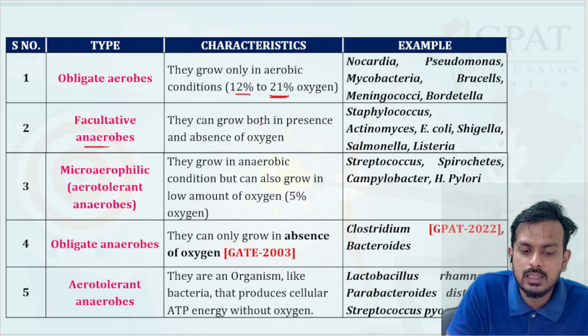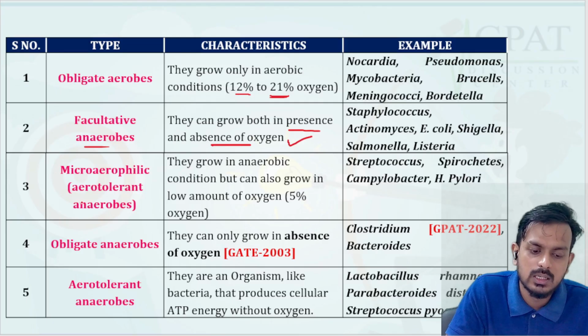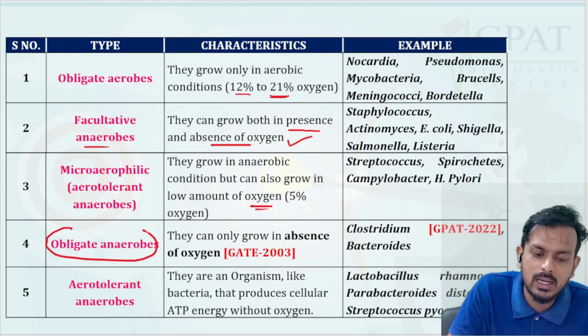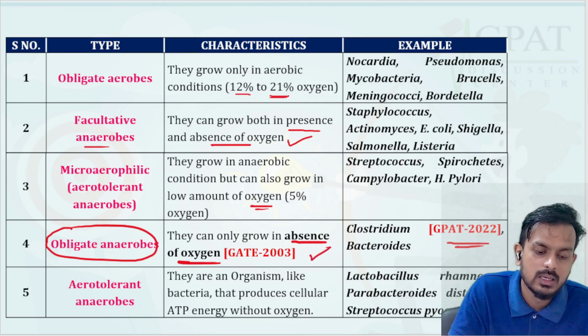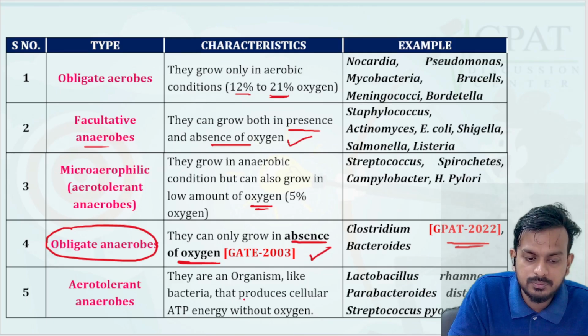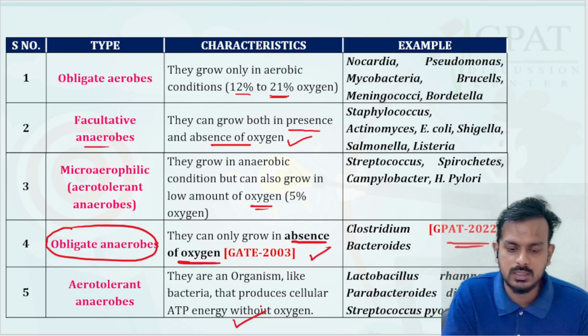Facultative anaerobes can grow in both the presence as well as absence of oxygen. Microaerophilic organisms grow in aerobic conditions but can also grow in a low amount of oxygen. Our question was obligate anaerobes. They can grow in absence of oxygen. This question was asked in GPAT 2003 as well as GPAT 2022. Aerotolerant anaerobes are organisms like bacteria that produce cellular ATP energy without oxygen.